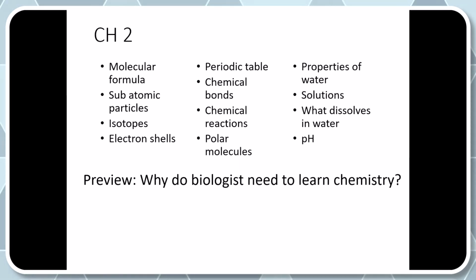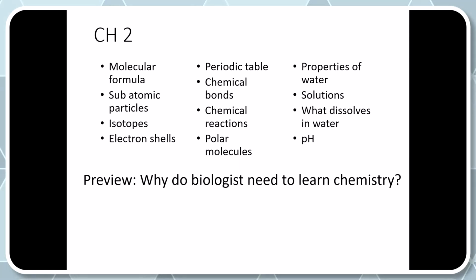So you might be thinking to yourself, like, I thought I was in biology, or maybe I didn't want to take chemistry, so I took biology instead. But biologists really need to learn and understand chemistry. Why do you think that is? So biologists need to have an understanding of chemistry, right?